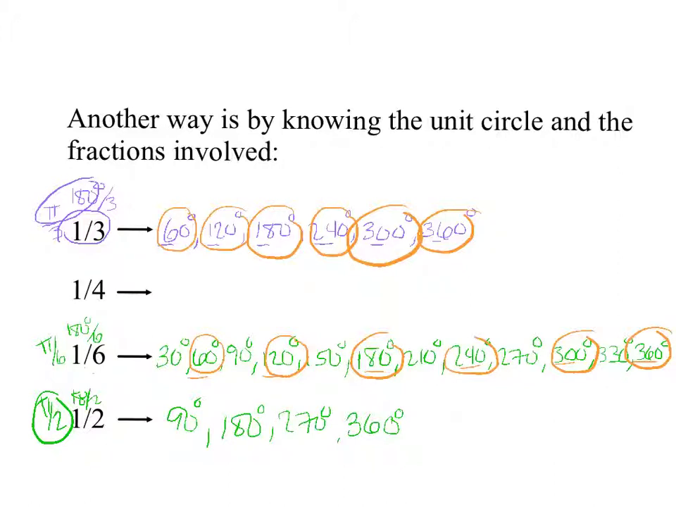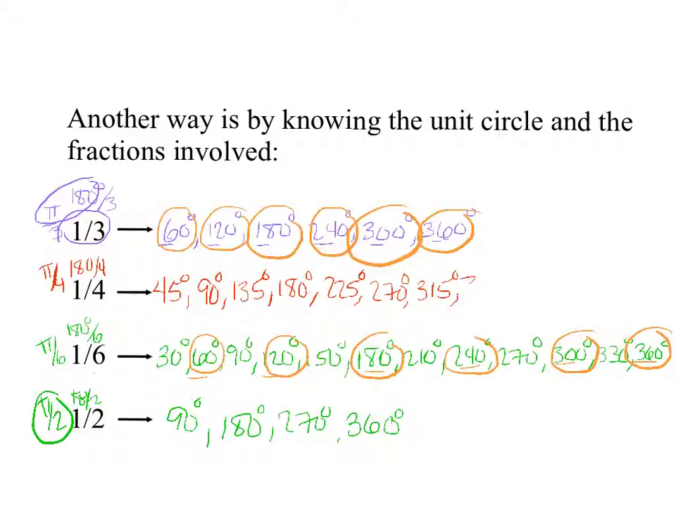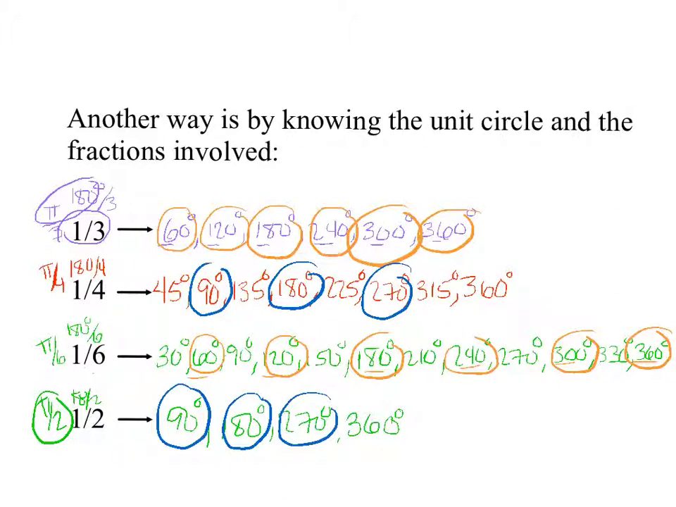Now that 1/4, think about it, it's pi over 4. So 180 divided by 4, which is 45. So I've got things like 45 degrees, 90 degrees, 135, 180, 225, 270, 315, and 360. And once again, I've got some repeats here that I'm going to want to look at. So 90 and 90, 180 and 180, 270 and 270, 360 and 360. If that happens, you're not going to want to go with the smaller number, the pi over 4. You're going to want to go with pi over 2.